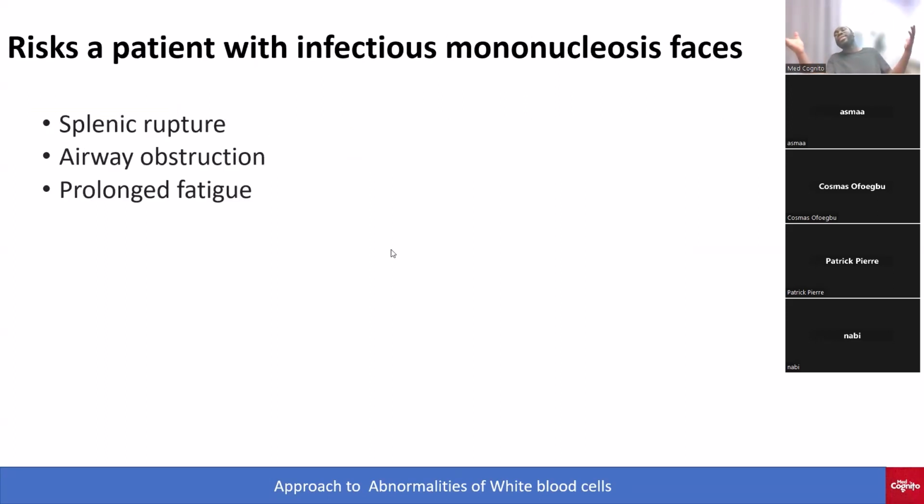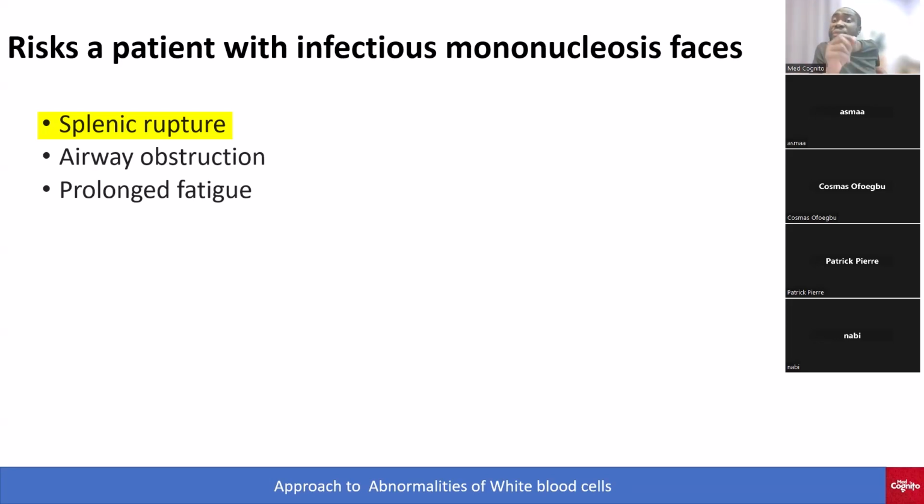So what are the complications of infectious mononucleosis? We are wrapping things up. We've learned when to give steroids. We learned that we don't give steroids to everybody. What are the complications? Splenic rupture. We learned that the splenic rupture can be spontaneous. When does splenic rupture usually occur? Between 2 to 21 days after onset of symptoms.